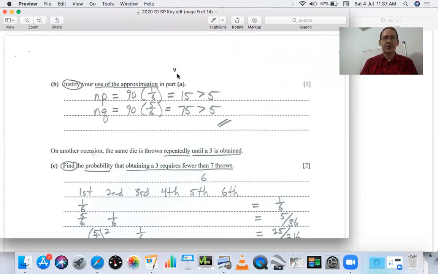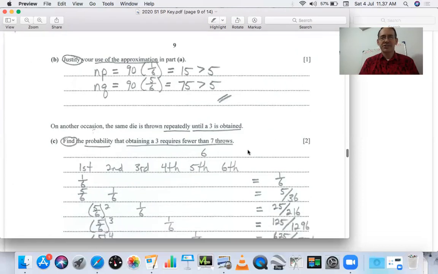Do not just put 15 and 75. You need to show the interpretation. So 15 is greater than 5 and 75 is greater than 5. That then is your justification.